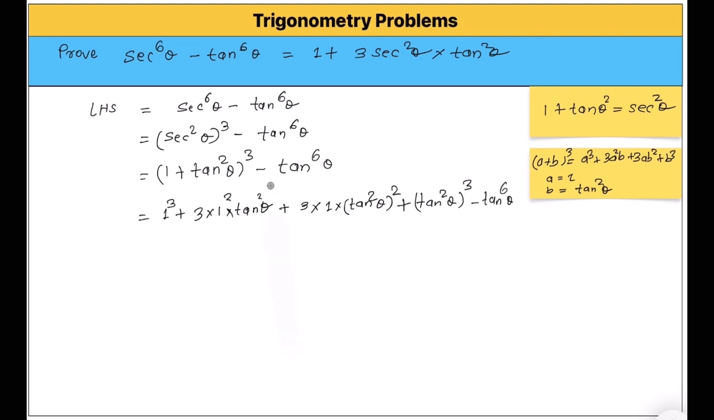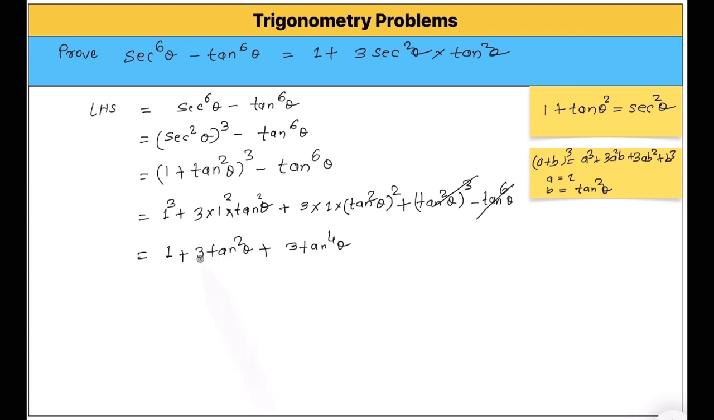minus tan raised to 6 theta as it is. Now pay attention. The second term, that means tan square theta raised to 3, is nothing but tan raised to 6 theta, which gets cancelled out. Hence we get 1 raised to 3, nothing but 1, plus 3 into 1 square would be only 1.